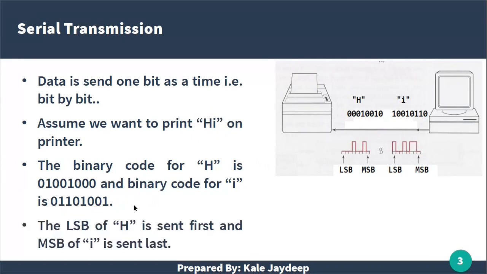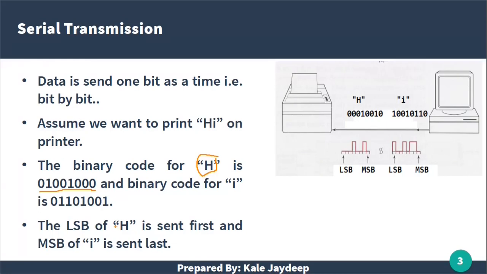LSB means least significant bit. The LSB of letter H is sent first. What is the meaning of this? Let's try to understand, very simple. What is the binary code of H? The binary code of H is 01001000, with three zeros at the end. Here we are saying the LSB of letter H is sent first.